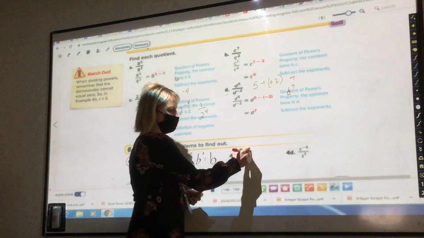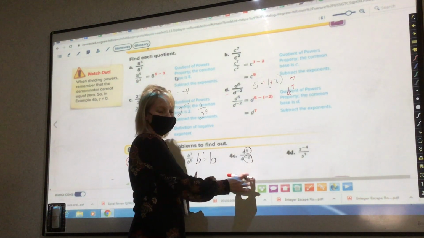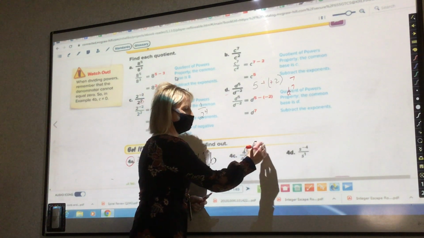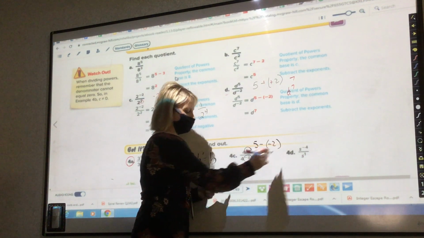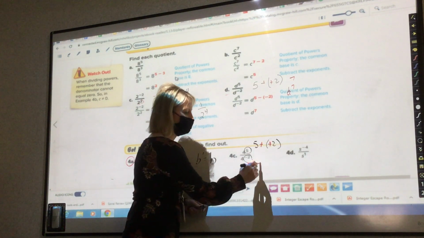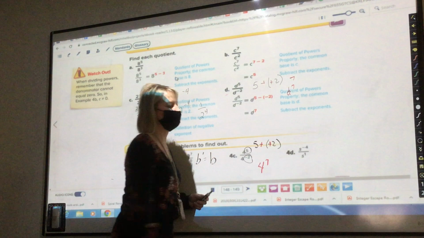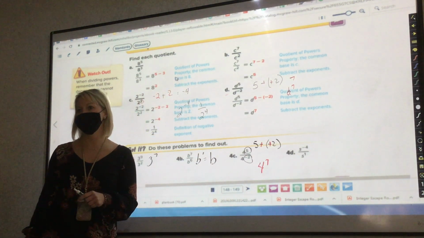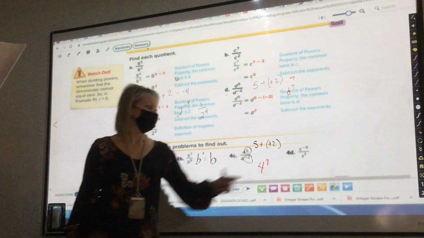So if I'm subtracting these two, I wrote my original problem, and then I say it's 5 minus a negative 2. And I know it's keep, change. So 5 plus 2 is 7, so my answer is 4 to the 7th. Raise your boards if you got 4 to the 7th. 4b.